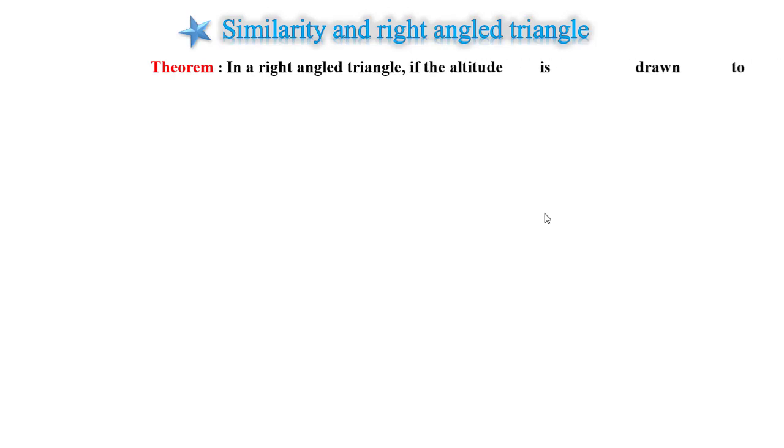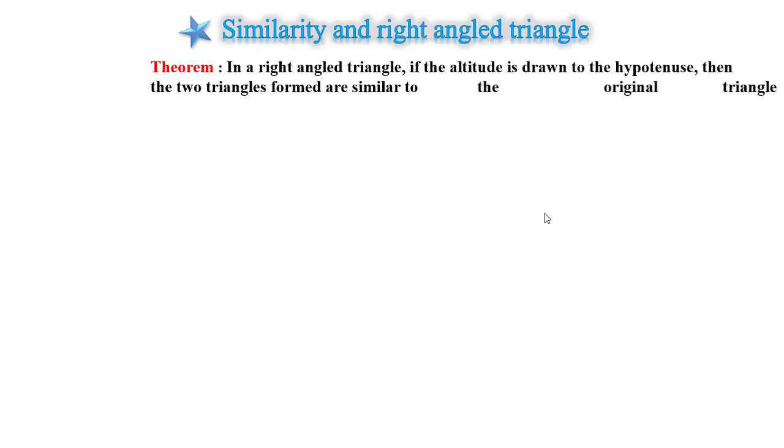Similarity and right angle triangle theorem. In a right angle triangle, if the altitude is drawn to the hypotenuse, then the two triangles formed are similar to the original triangle and to each other. Now, for proof, first draw the figure.